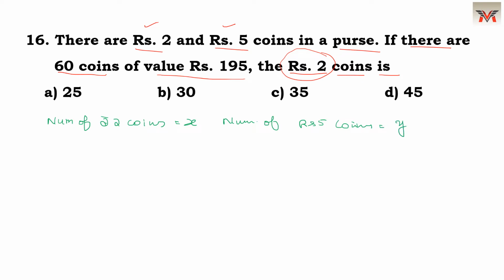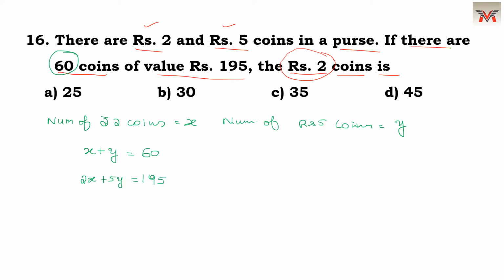Therefore they are saying we have total 60 coins. It means what? Number of 2 rupee coins plus number of 5 rupee coins, that is equal to 60. Correct? Now they are saying the total value is 195. So how I can write the second equation? I can write the second equation as 2 into x, that is number of coins into 2 rupees, plus 5 into y, that is number of coins which is y into rupees 5. So the total amount is 195.